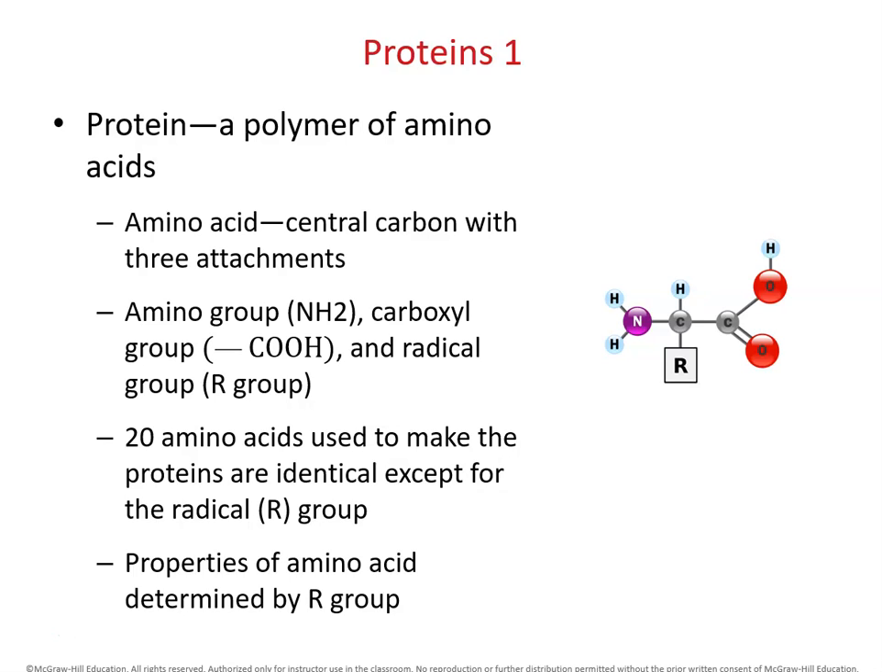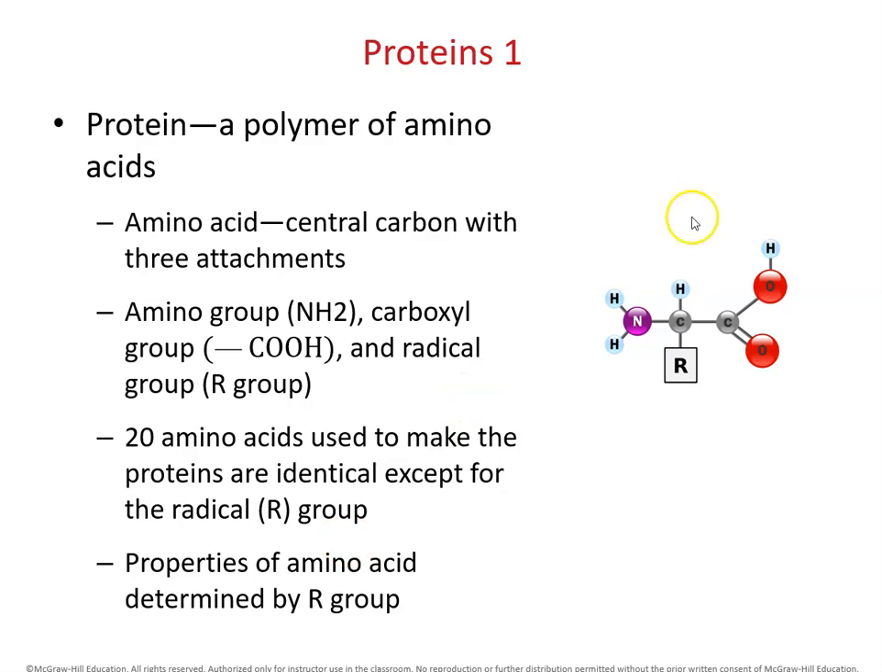So the polymer of amino acids is called proteins. The monomer of a protein is called an amino acid. Amino acids are the individual beads that make up the chain. The protein is the whole necklace. So let's kind of deconstruct an amino acid here and look at all of the different parts and pieces.